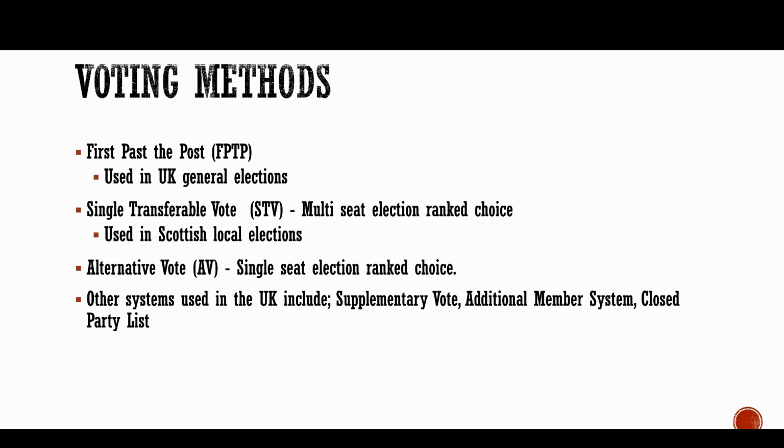Okay, so we have got a few different types of voting methods. You'll probably know first past the post the most because that's what we use in the UK general elections. We then have STV or single transferable votes, which is what we're using in this election. So this is when there's multi-seat elections and there's a ranked choice. It's also used in Scottish local elections. And then we have the alternative vote as well, so AV, and that's when there's a single seat election and you still have a ranked choice.